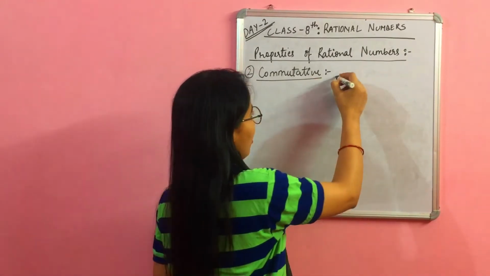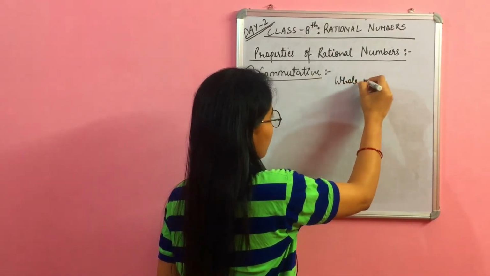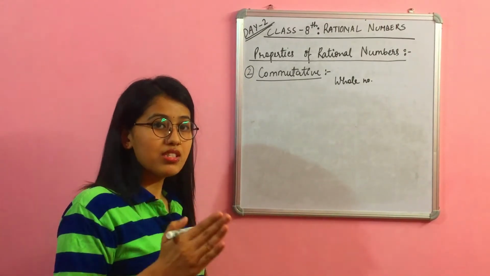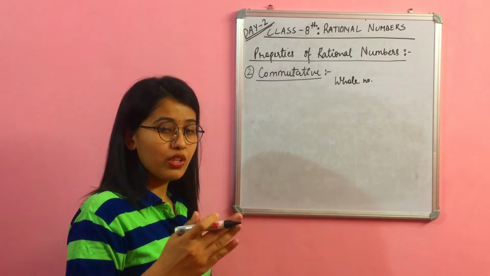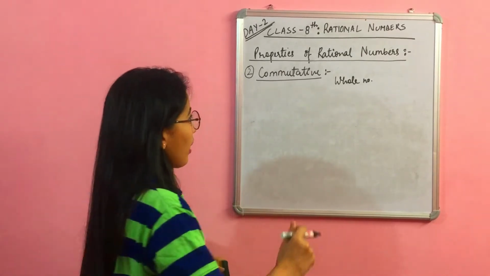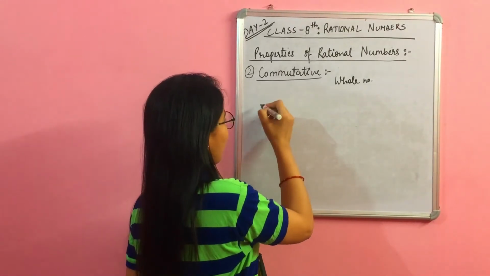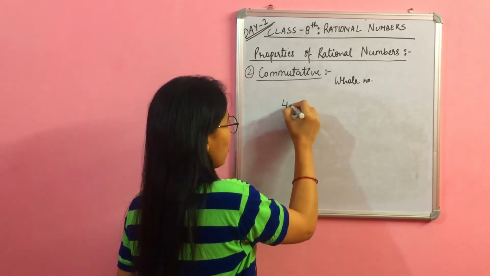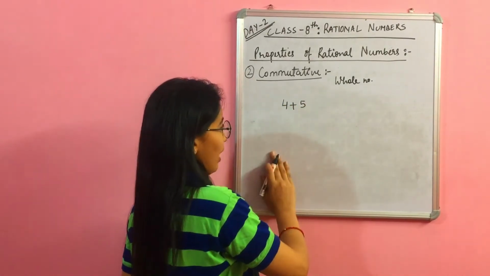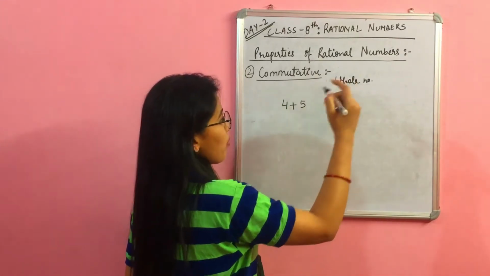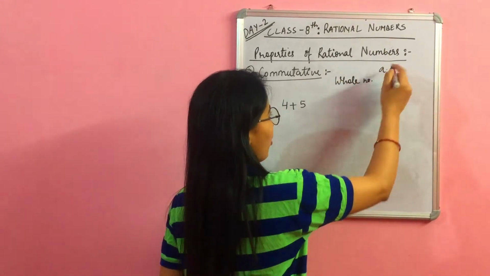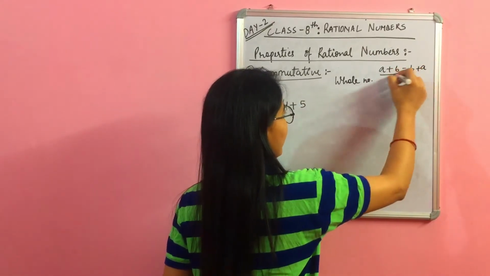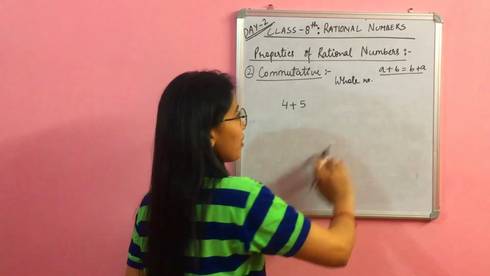Let us take the set of whole numbers first. Whole numbers means the numbers starting from 0, that is 0, 1, 2 and so on. If I am taking the operation as addition, I am adding two whole numbers, 4 plus 5. What our property says, that if we are performing addition operation, A plus B equals to B plus A.